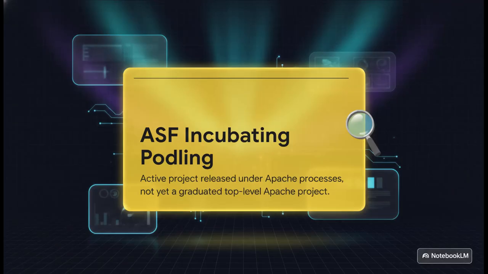Which brings us to a crucial term, ASF incubating podling. What does that actually mean for us as developers? Well, it's essentially a balanced maturity qualifier. It tells us that the project is highly active, it has strict oversight, and it's currently being released under the rigorous processes of the Apache Software Foundation. However, it's not yet a fully graduated top-level Apache project. It's a clear signal that while the project has robust intellectual property hygiene and community development, you should absolutely still expect the APIs to evolve as it works its way toward complete stability.